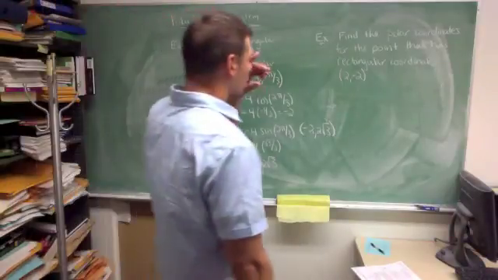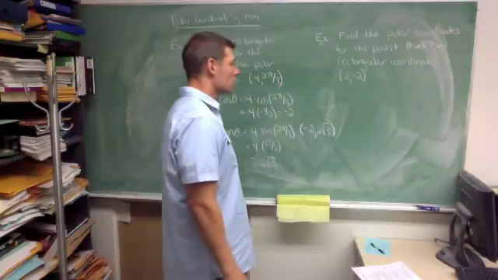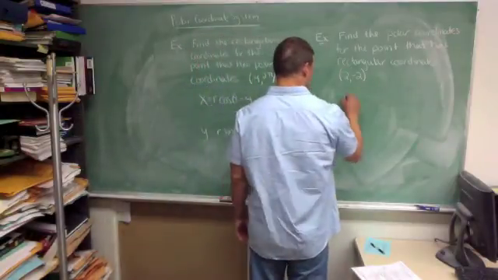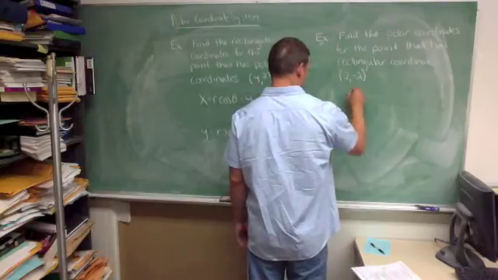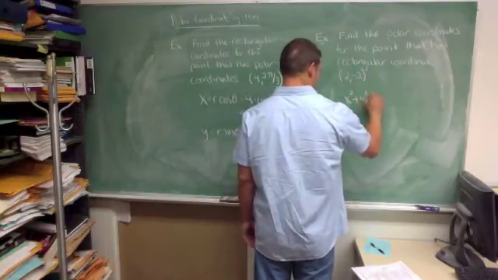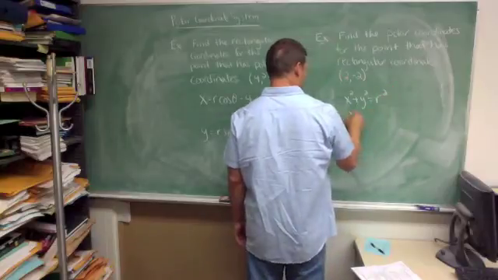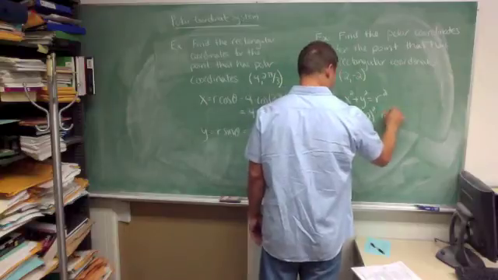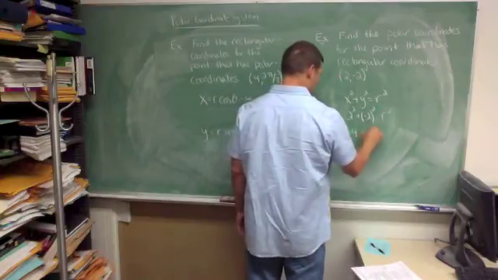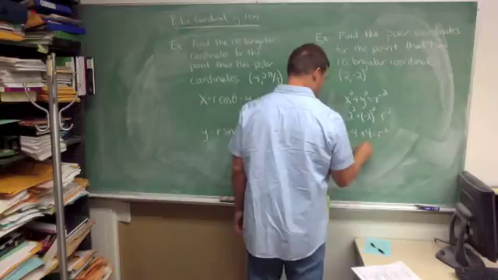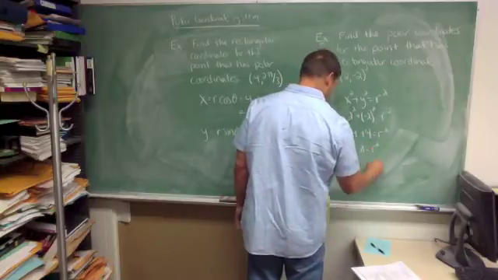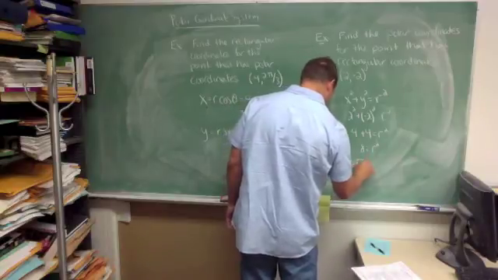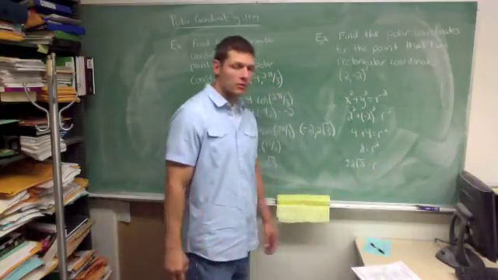Now let's find the polar coordinates for the point that has the rectangular coordinates 2, negative 2. Let's first find the value of r. We know that r squared equals x squared plus y squared. So I'll have 2 squared plus negative 2 squared equals r squared. So 4 plus 4 equals r squared. Taking the square root of both sides, I get r equals plus or minus 2 square root of 2. There are two values.